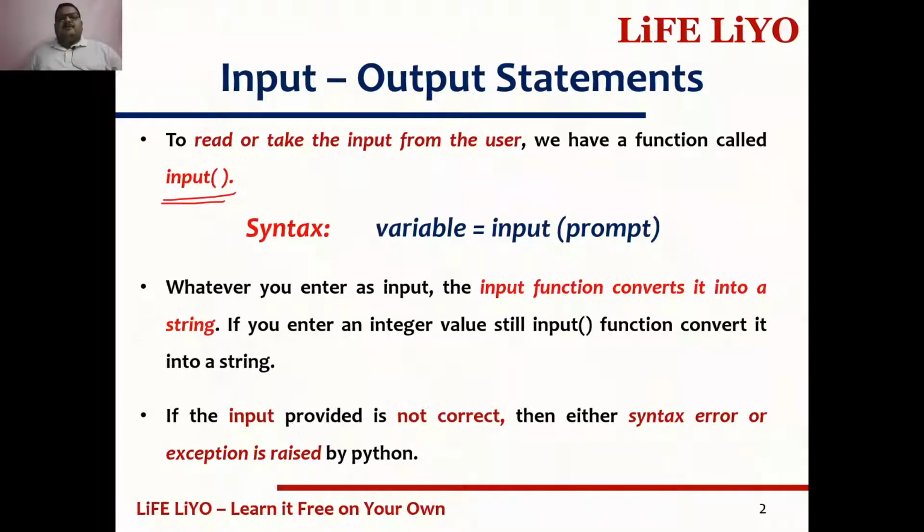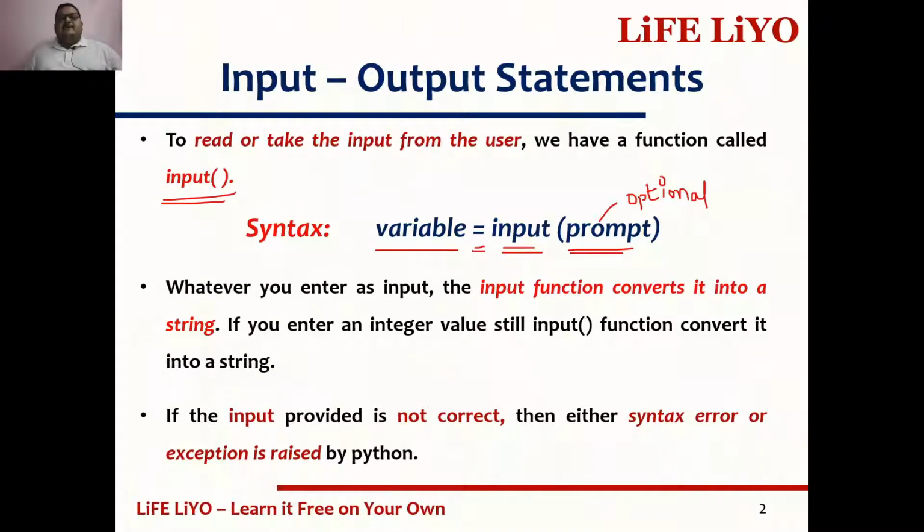So how is it going to work? We have a syntax: a variable name equal to the input function and a prompt message. This prompt message is optional, because if you don't want to prompt any message, then you can omit it. One of the main intentions behind the input function is to read the input from the user, or from the standard input device.